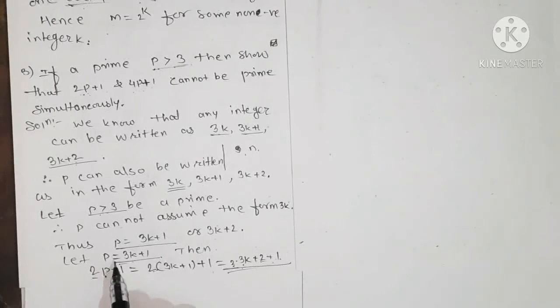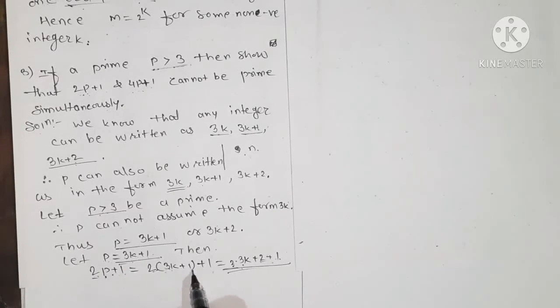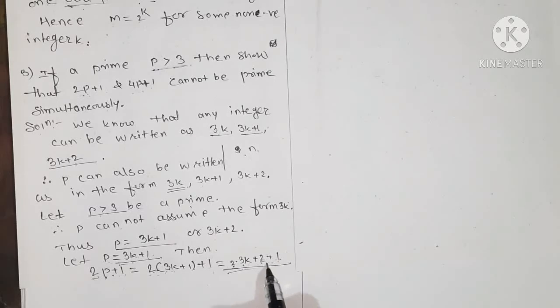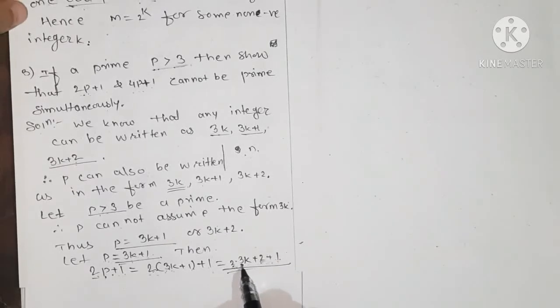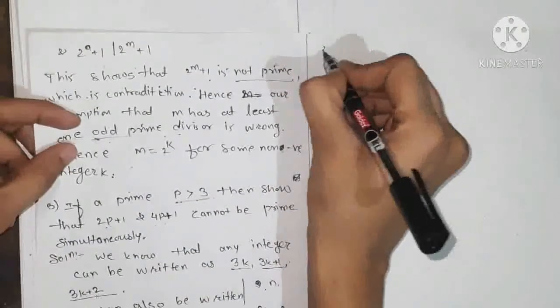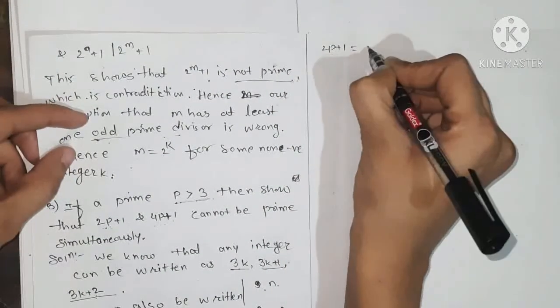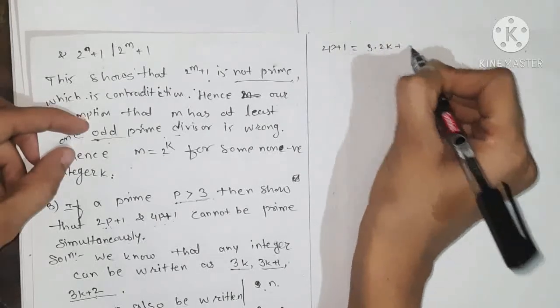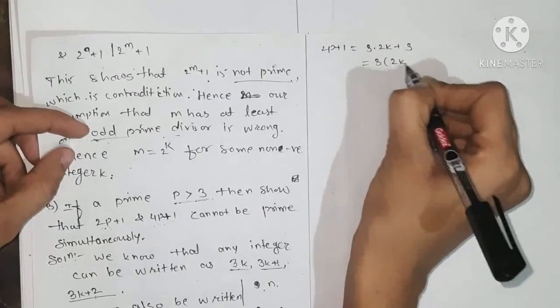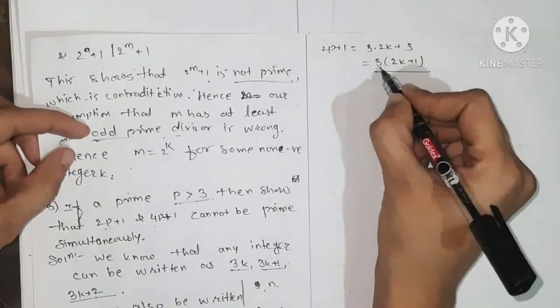If we take p equals 3k plus 1 and substitute the value of p into 2p plus 1, we open the bracket: 2 into 3k plus 2 plus 1. 2 plus 1 is 3, so we can take the common 3 from both terms. 2p plus 1 is equal to 3 into, in bracket, 2k plus 1. So this is 3 multiplied by this.